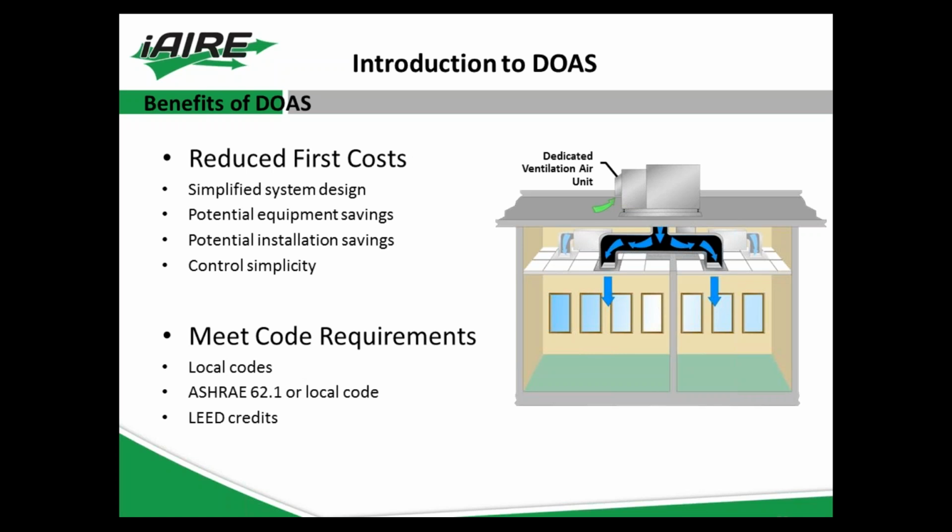Reduce first costs. So generally, if you had to provide this amount of ventilation to each space individually, you're going to be able to reduce your first costs by simplifying the design, simplifying the install, providing a single piece of equipment versus numerous pieces of equipment. And then finally, you'll be able to meet all of your code requirements generally in an easier manner than you would without a DOAS system.